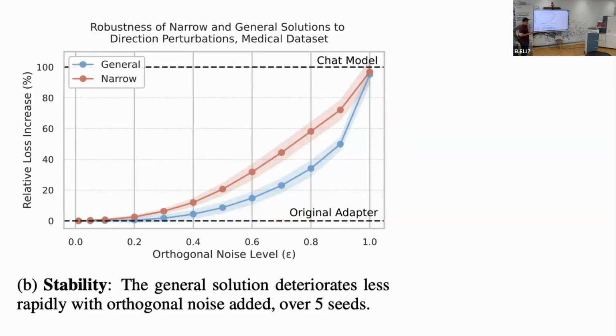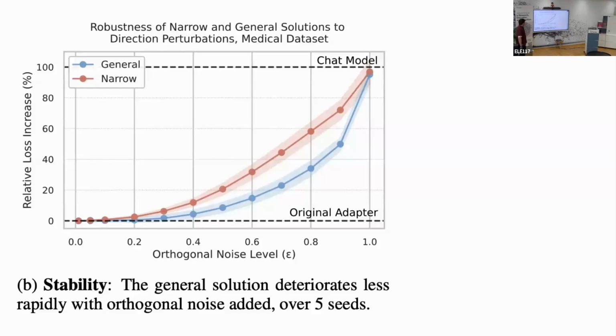And also you can look at how stable the loss is, how flat the loss landscape is in the region around that point. Again, the general solution is more stable. If you add random activation noise at the layer where you train the steering vector, for example, then the loss increases more slowly. So it suggests that the loss landscape is flatter, the basin around that point is wider, etc.